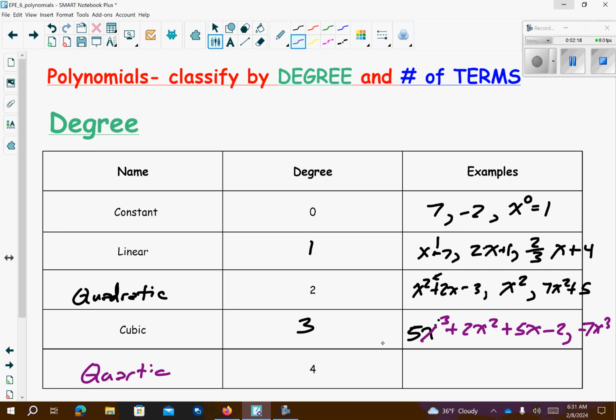And this means my highest exponent in my equation is to the fourth power. So I could have 5x to the fourth minus 3x to the third plus 2x plus 1, something like that, because my highest exponent anywhere in the equation is raised to the fourth power. So that's naming them by the highest exponent or the degree. The degree is the highest exponent.